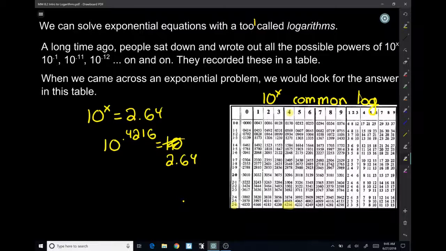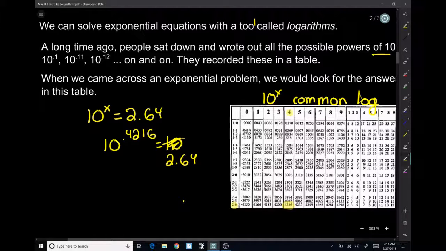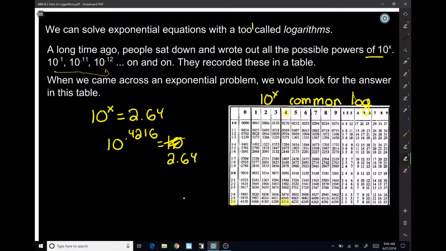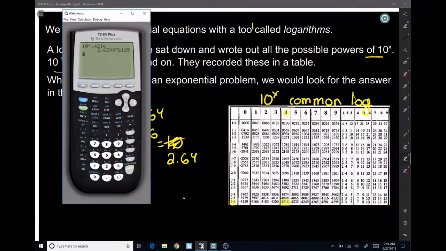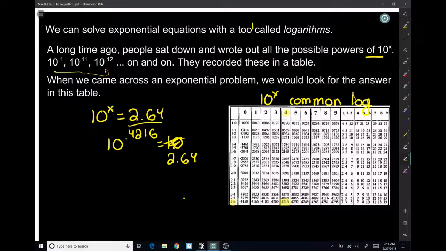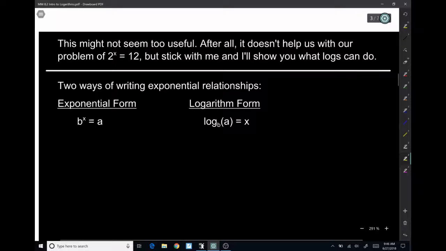And they wrote down every single power of 10 they could find. Okay, so people a long time ago just wrote out all the powers of 10 to the x. They had 10 to the 0.1, to the 0.11, 10 to the 0.12. And they wrote all of them down in this collection of all these powers. Well, if we check 10 to the 0.4216, we get that 2.64 that we were looking for. So they had all of these things charted down and listed. And so we could use this chart to solve any 10 to the power of something question.